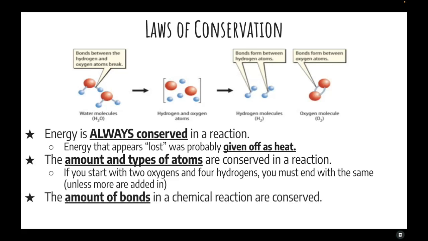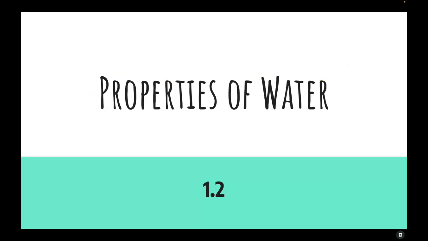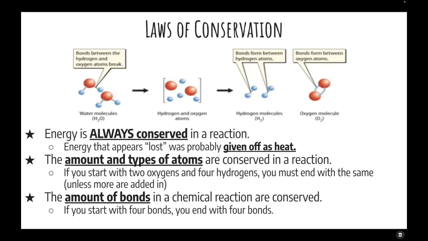All right, and so the third one is that the amount of bonds is conserved in a chemical reaction. So if you start off with 4 bonds, you'll end up with 4 bonds. So if you start off with 4 covalent bonds, you'll end with 4 covalent bonds. Bonds are broken and reformed, but the total number stays constant. And so this helps us predict reaction products. All right, so let's summarize.